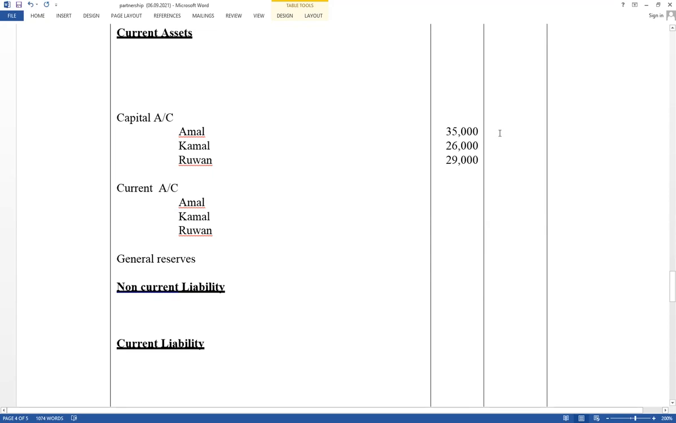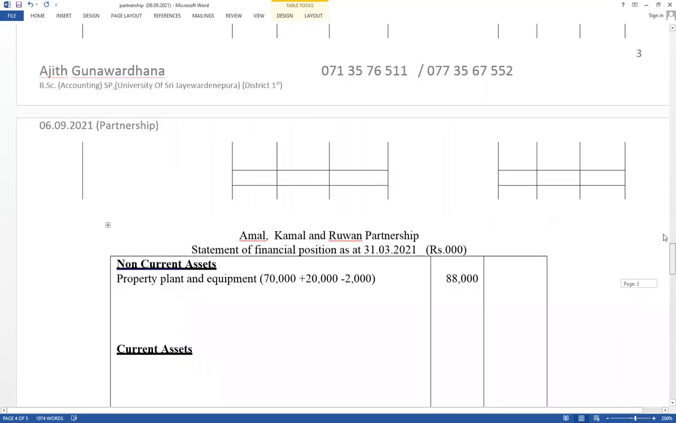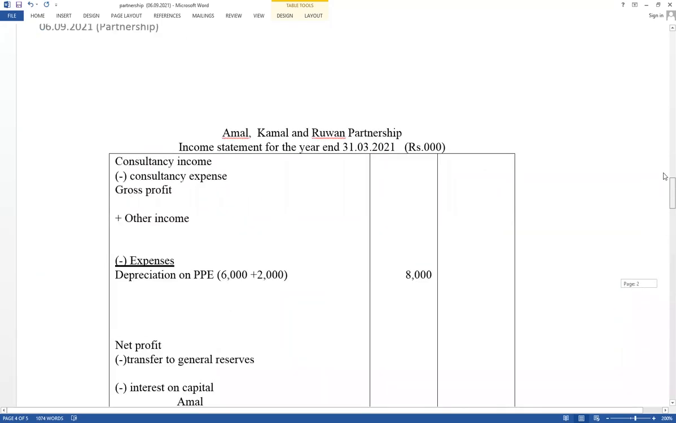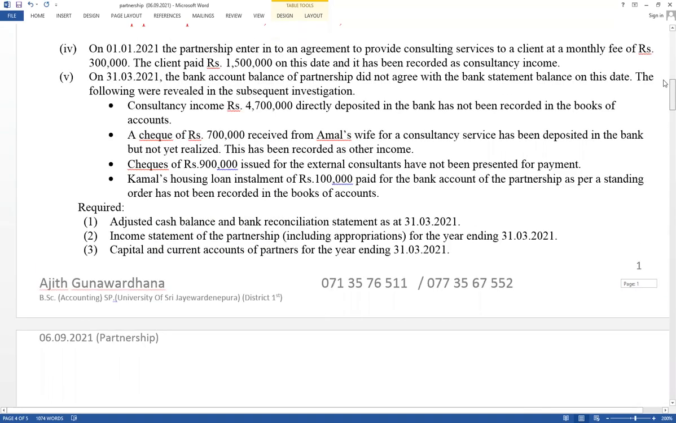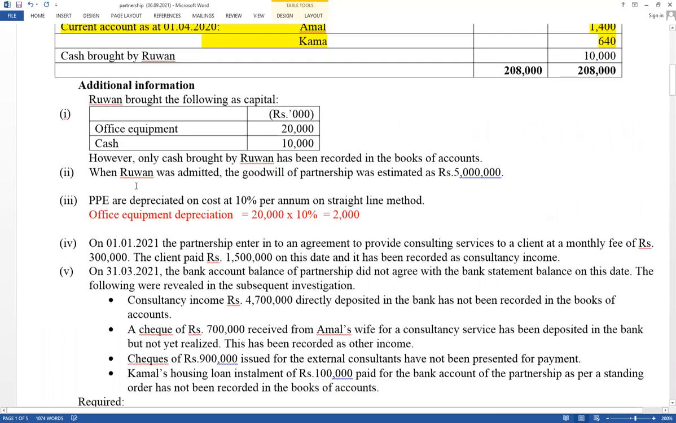Think: the admission part as well as the goodwill of the partnership should be adjusted. That part we have discussed already. The appropriation part I will discuss later. First, try to complete the additional information. Additional 1 to 3 we have discussed. Think additional information 1, 2, 3 we have discussed.